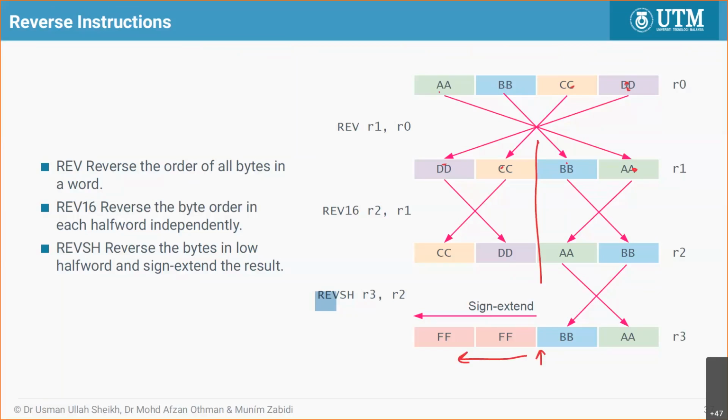So B is 1011. Because this top bit is 1 in binary, it becomes FF on the left.